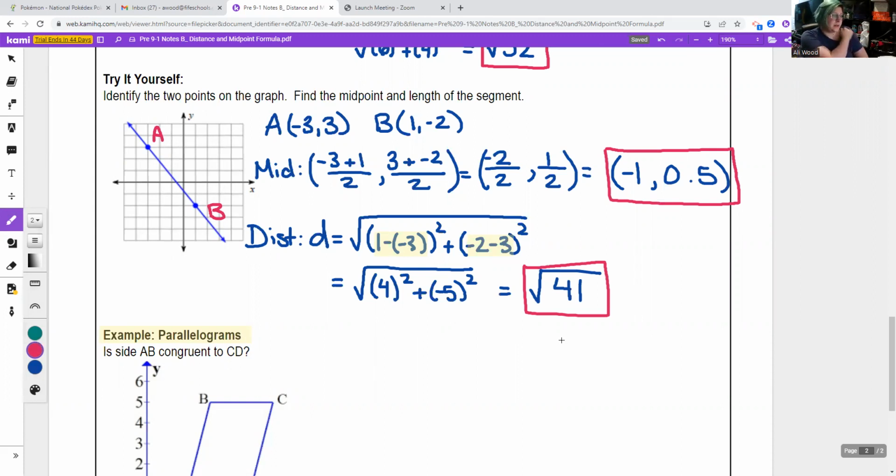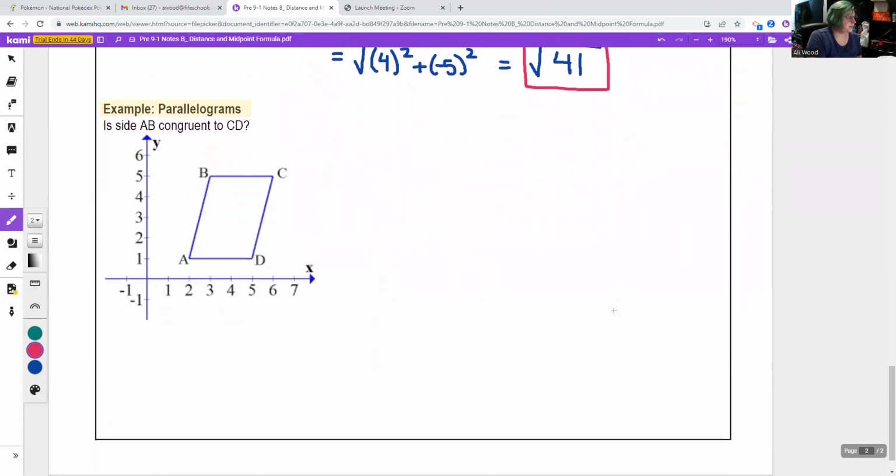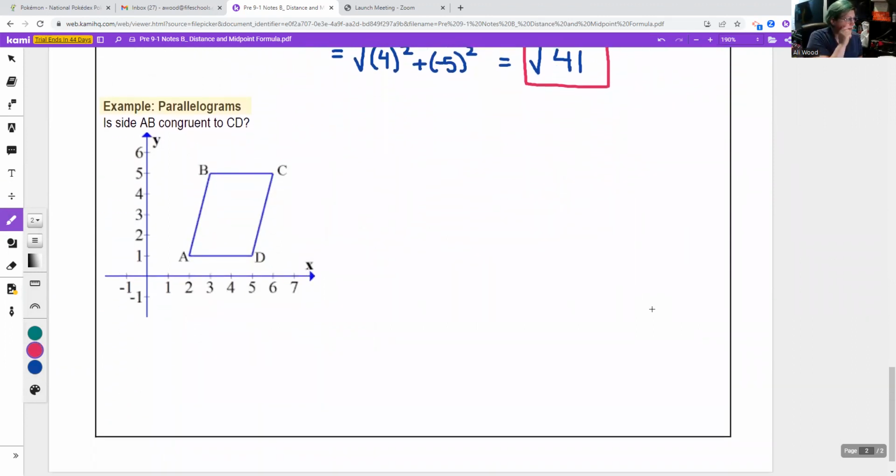All right, last problem. And this is actually going to get us started, kind of a hint into next week. We just want to know, is this actually a parallelogram? So what we're going to do is side AB, which is right here, is that congruent to CD? Remember, congruent means same length. So what we're going to do is find the distance of both of them. So we have to do the distance formula twice. So let's first do the distance of AB.